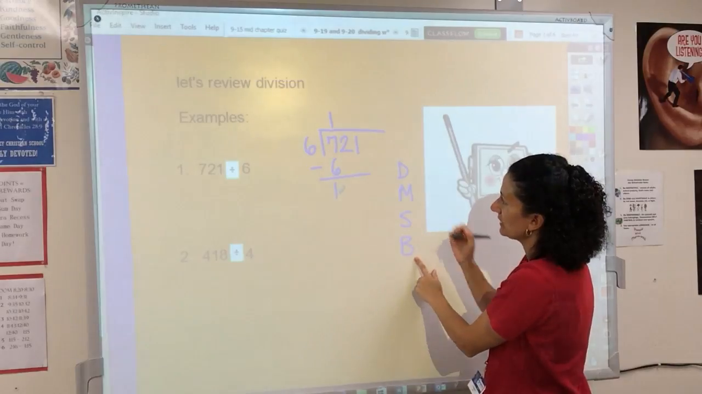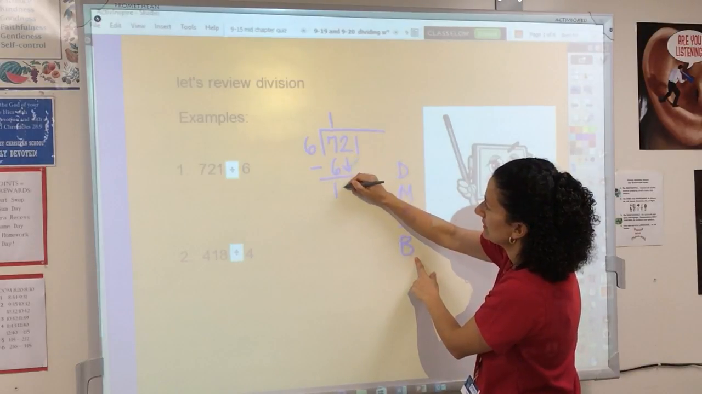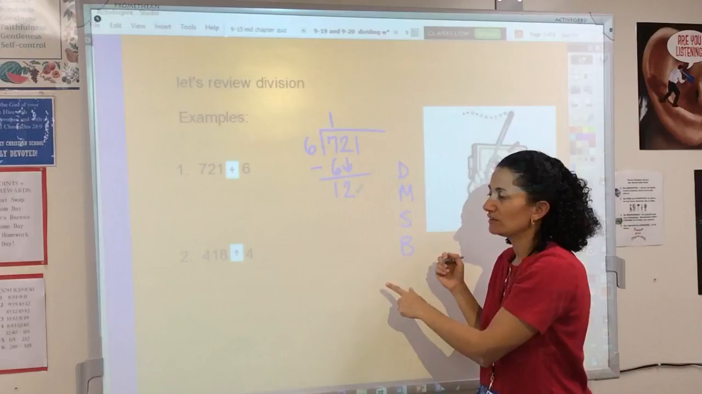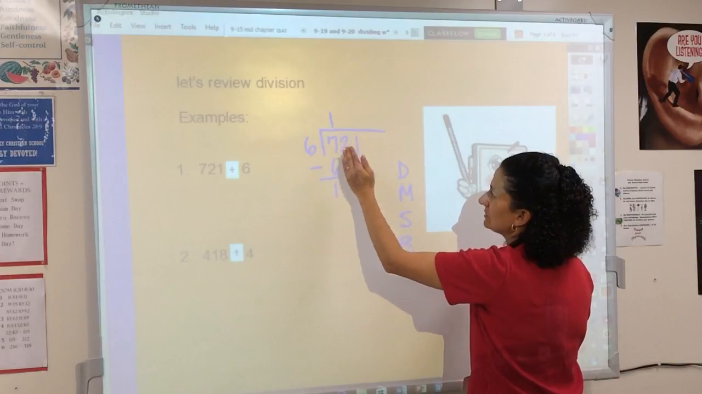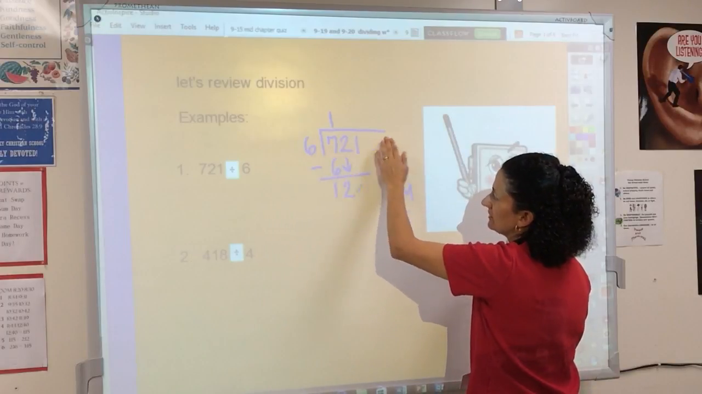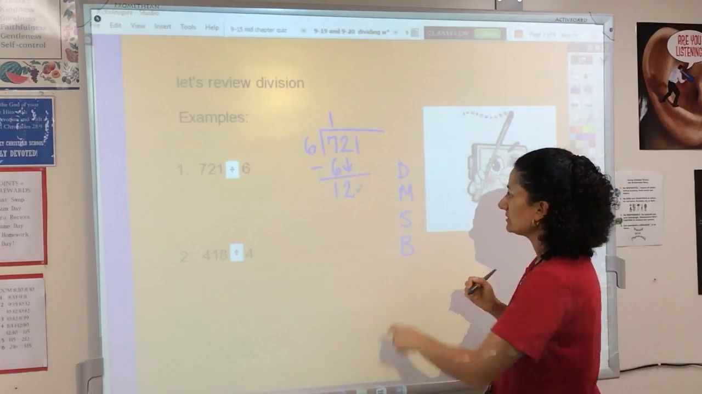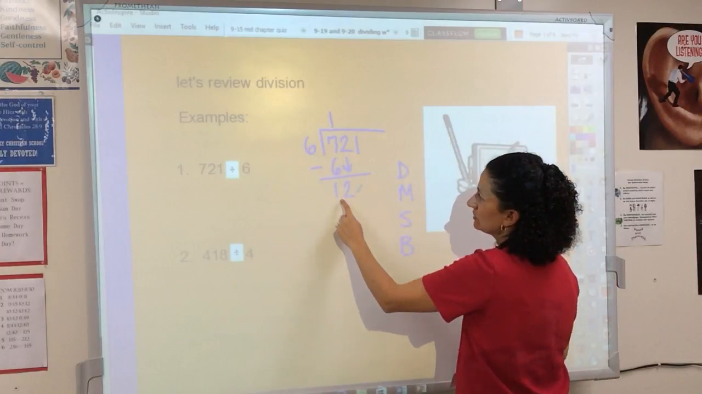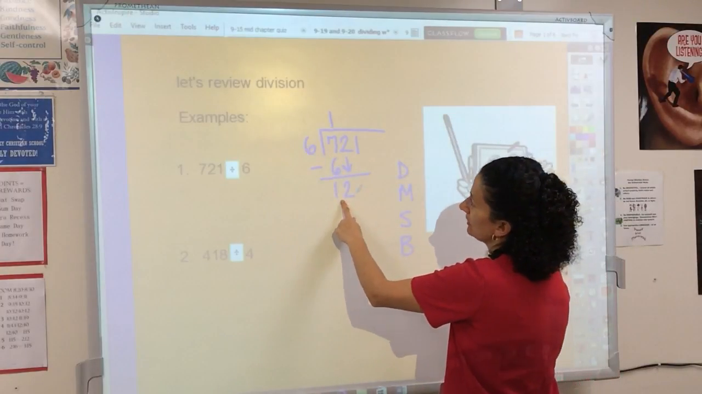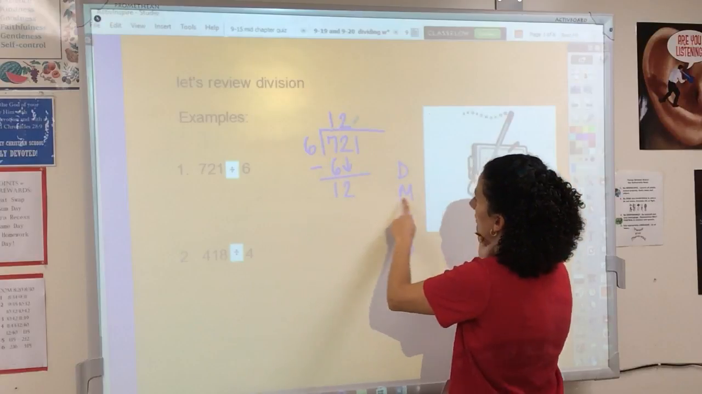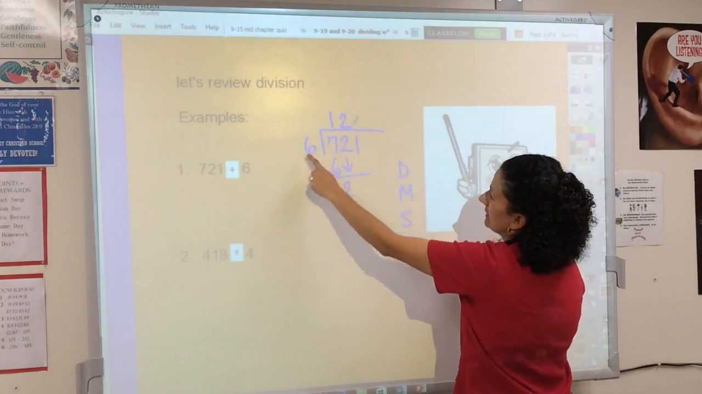Subtracted. Now I'm going to bring down the next number. So I'm essentially dividing 6 into each little part of this bigger dividend or number. Now I'm going to start over again. I'm going to divide 6 into 12. 6 goes into 12 2 times, because I know that 2 times 6 is 12.